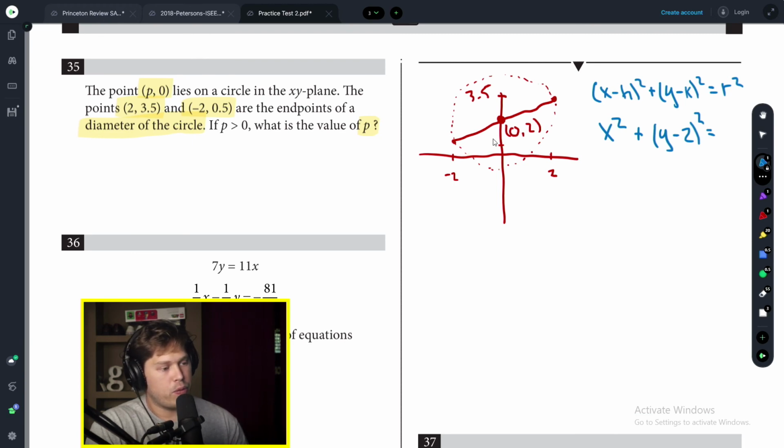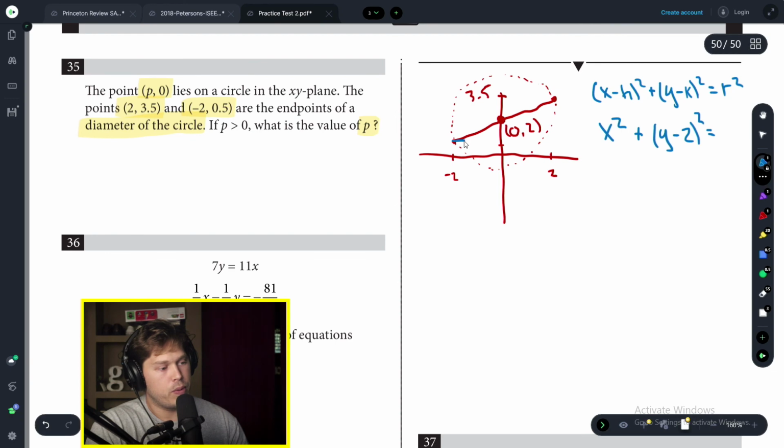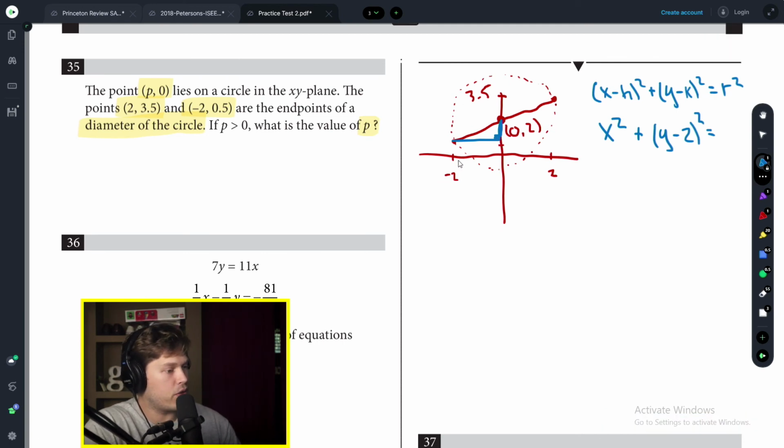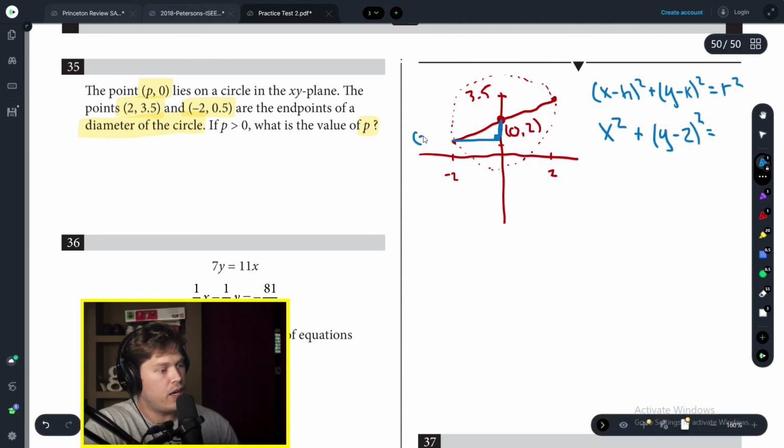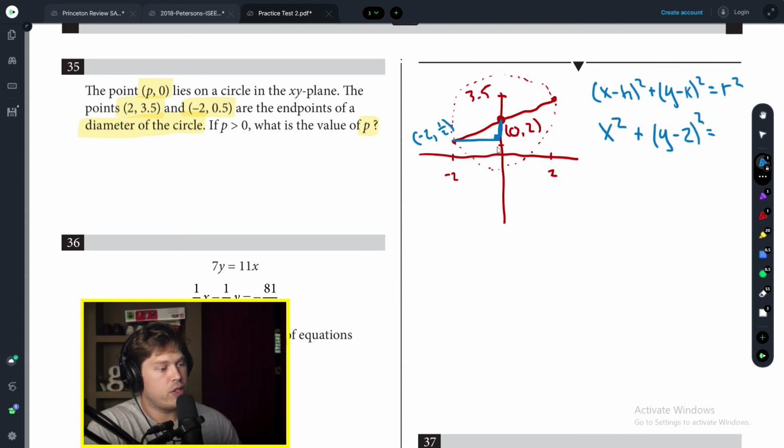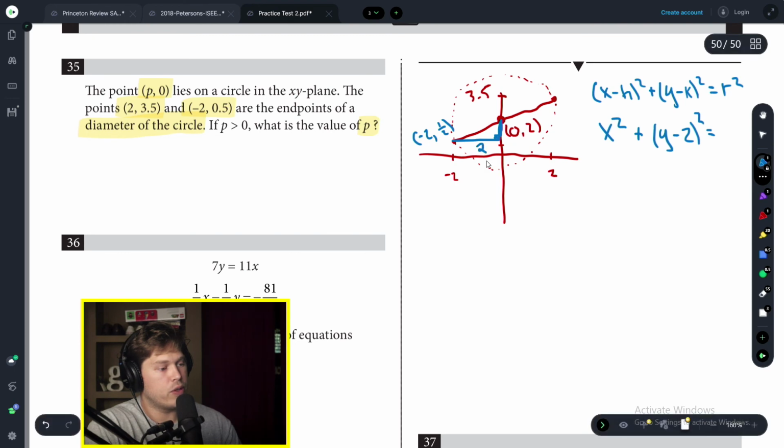For the radius of our circle, we can construct a right triangle and then find our radius. Well, this point is (-2, 1/2). So from -2 to 0, that's a distance of 2. So I'm going to pull this right triangle down. Oops, let me erase this.